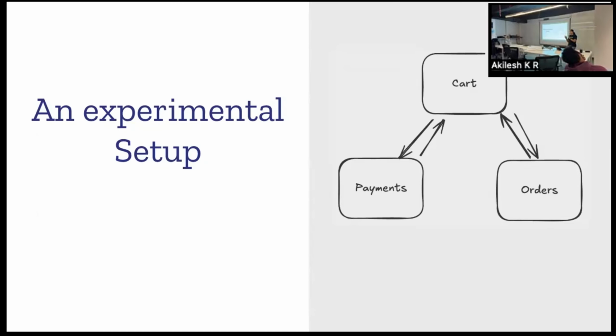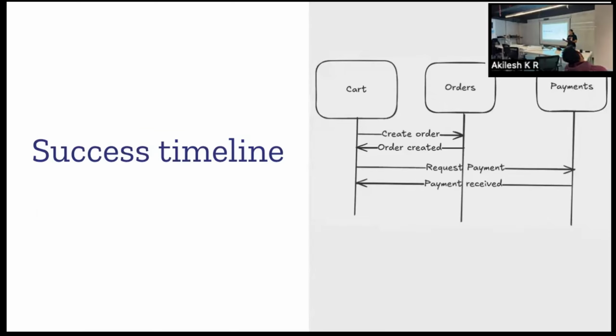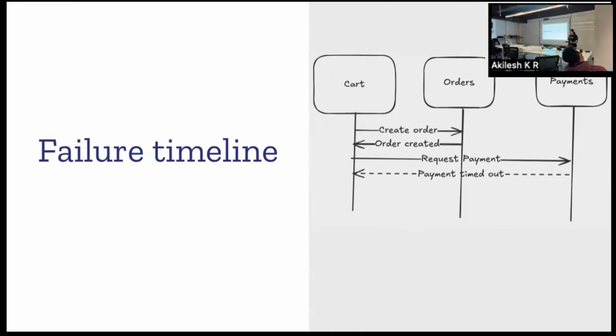We have a cart that acts as an orchestrator. So when we check out a cart, it will create an order and it will initiate a payment. Simple. And this is how a happy path looks, right? Things will work most of the time, and when we do demos, it will work. And it might also fail at times, right?